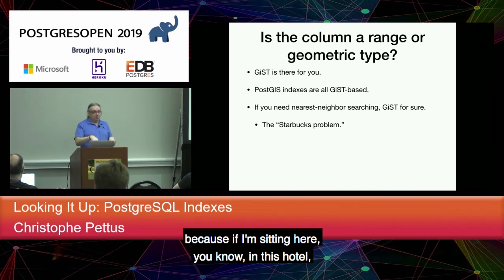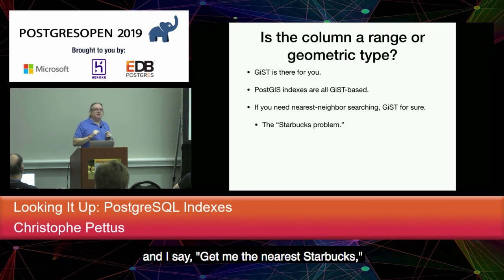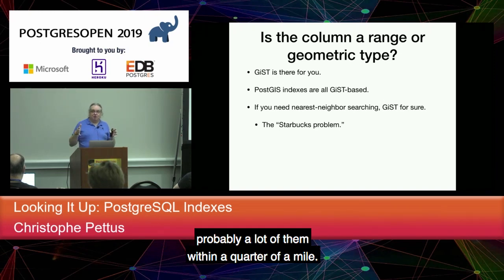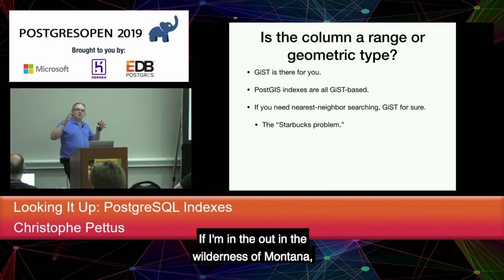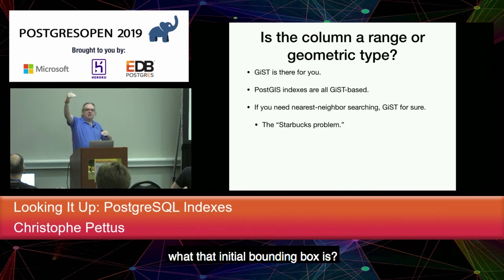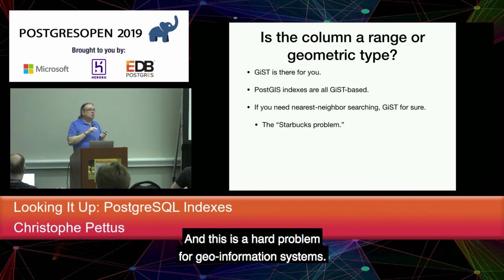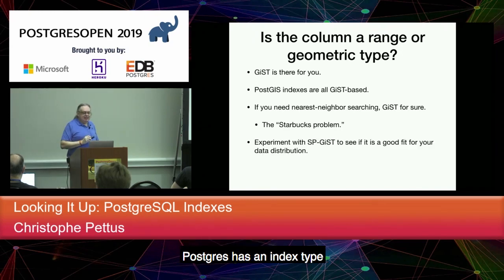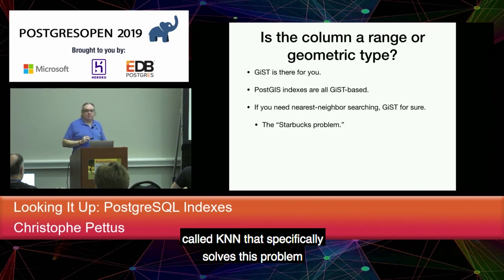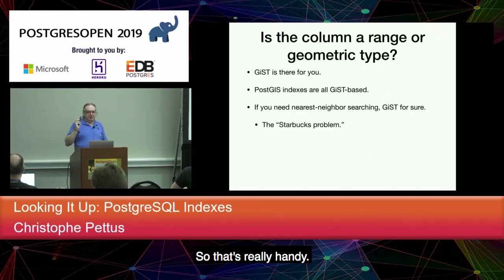Because if I'm sitting here in this hotel and I say, get me the nearest Starbucks, there are probably a lot of them within a mile. Probably a lot of them within a quarter of a mile. If I'm out in the wilderness in Montana, it's a much bigger search. So how do we decide what that initial bounding box is? This is a hard problem in geoinformation systems. Postgres has an index type called KNN that specifically solves this problem without you having to pick a bounding box. So that's really handy.